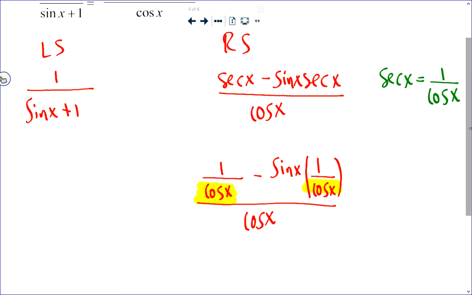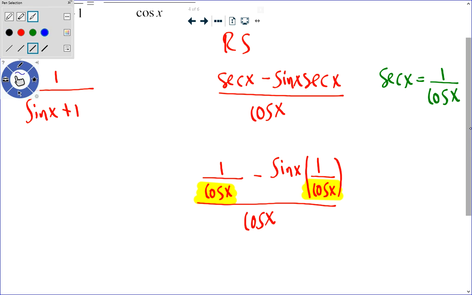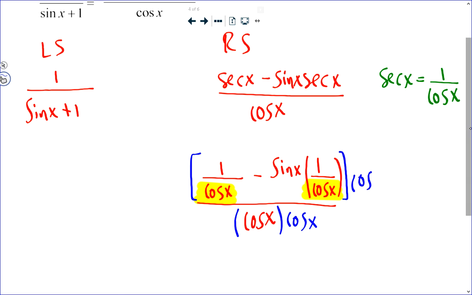Specifically, these two denominators in the numerator are unwanted. I would like to get rid of them. And the most efficient way to do so would be to multiply the entire top and the entire bottom, in this case by cosine of x. If I do that, then when I multiply cosine of x into the numerator, the cosines will cancel.